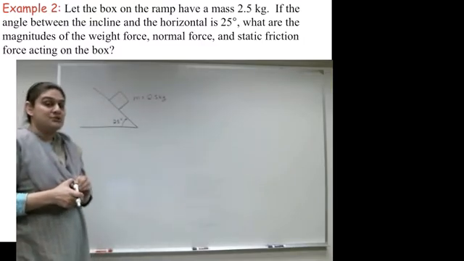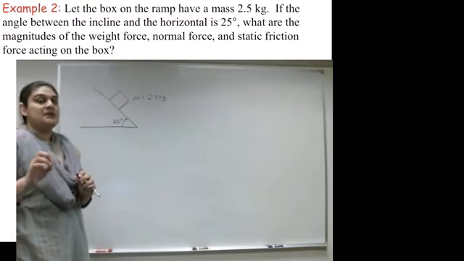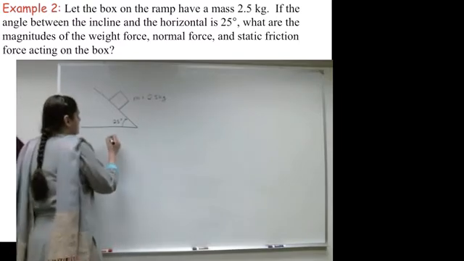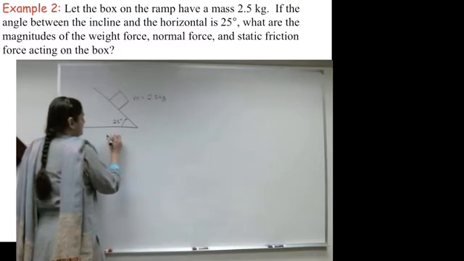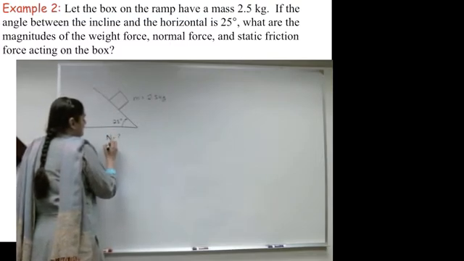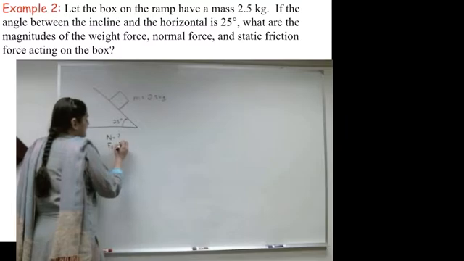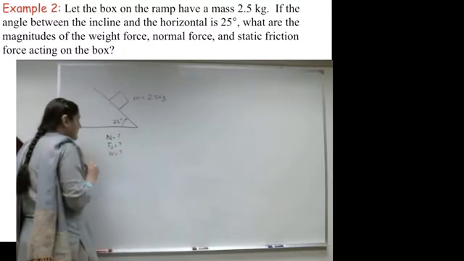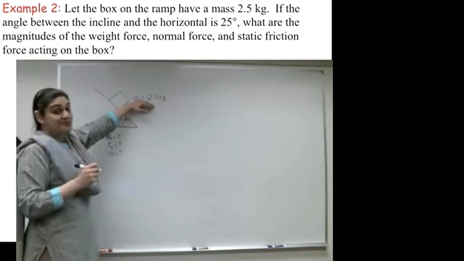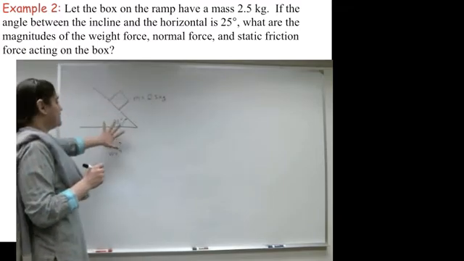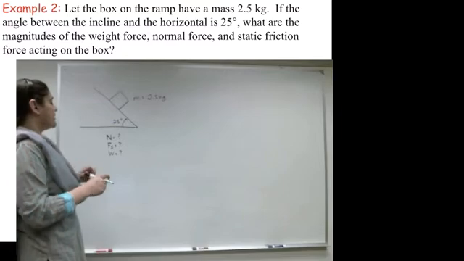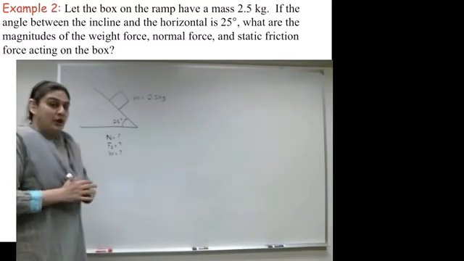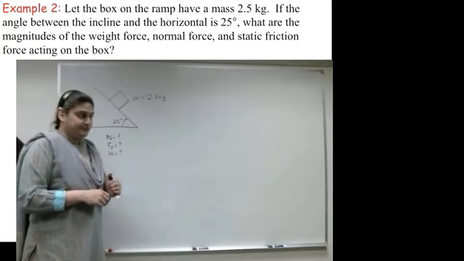What are the magnitudes of the weight, normal force, and static friction acting on the box? Okay, so we are looking for the normal force, we are looking for F static, and we are also looking for its weight. Just by knowing its mass, we should be able to calculate everything, because we know what the angle is. Okay, what do we know from Newton's laws?